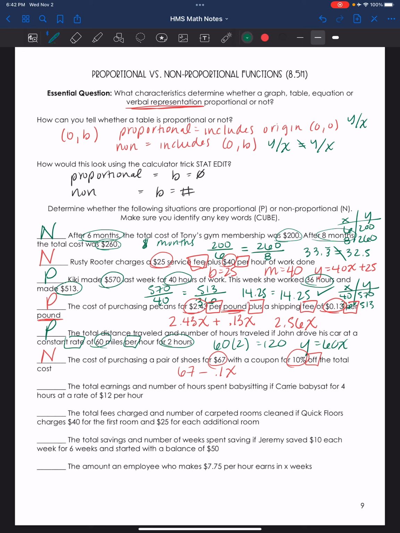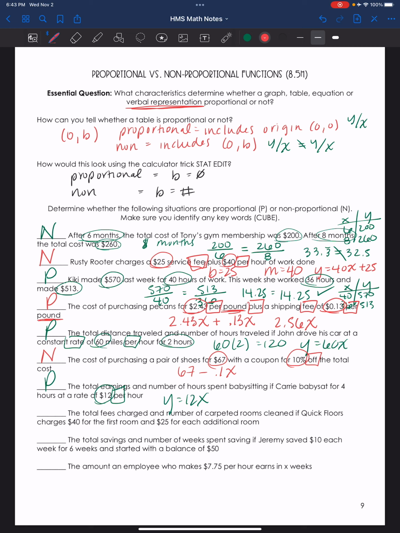Next, the total earnings and number of hours spent babysitting if Carrie babysat for 4 hours at a rate of $12 per hour. Okay, well, I feel like this is self-explanatory. It's $12 per hour. There is no starting amount. Carrie's just babysitting, meaning if she babysat for 0 hours, she would get $0. So this is proportional. Boom.